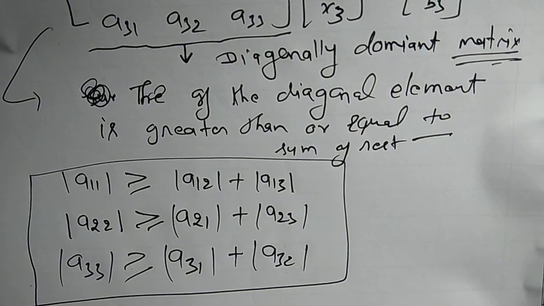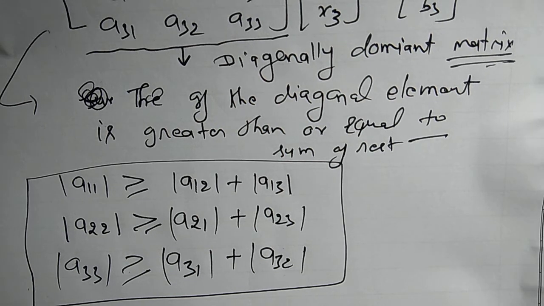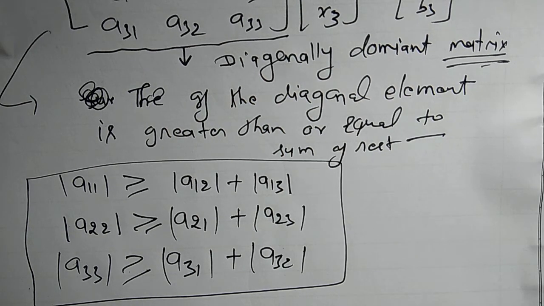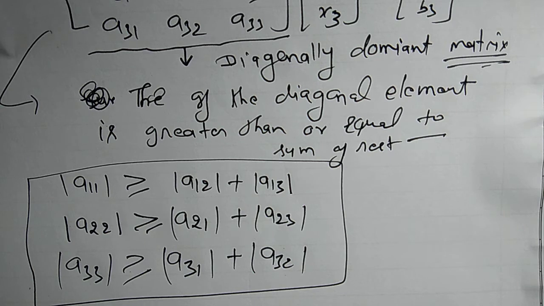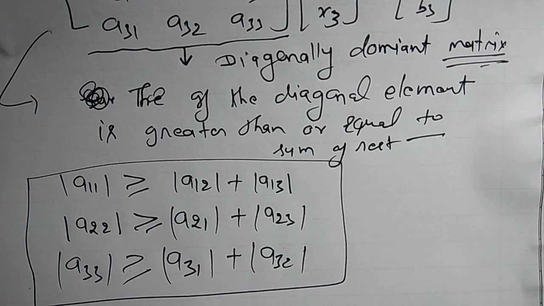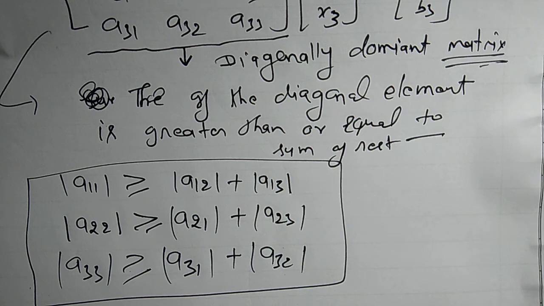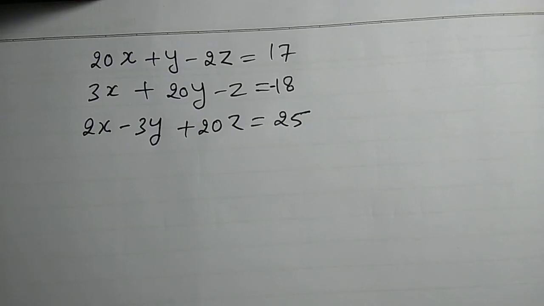So before applying the Gauss-Seidel method, you have to make sure the given system of equations satisfies the diagonally dominant property. Sometimes the given system of equations doesn't satisfy the diagonally dominant property, so we can shuffle the equations and make sure it satisfies the diagonally dominant property. So this is the given problem.